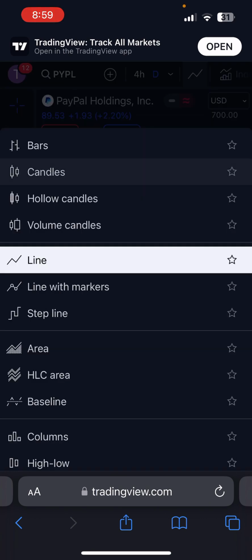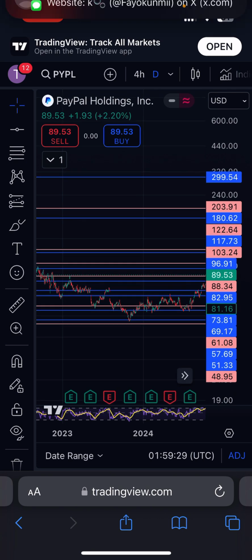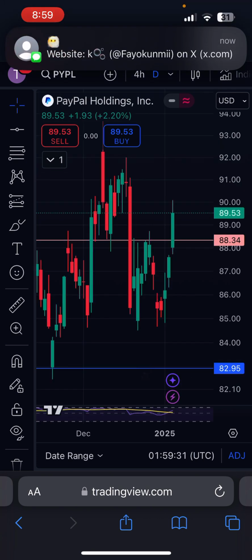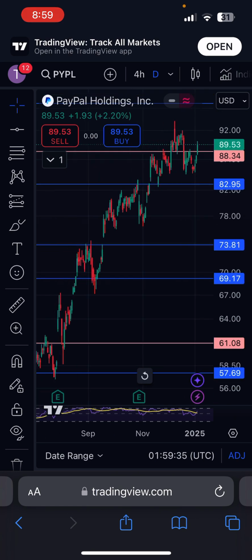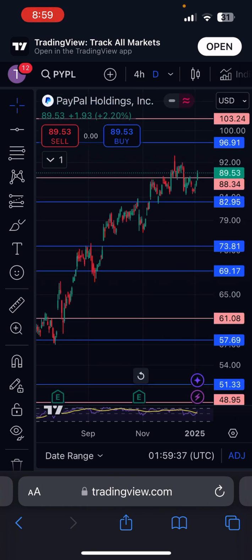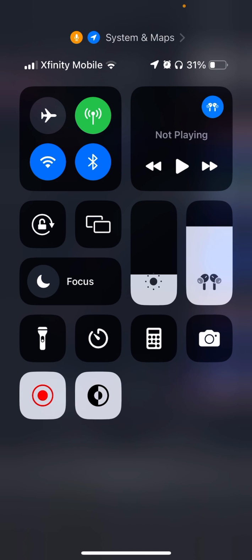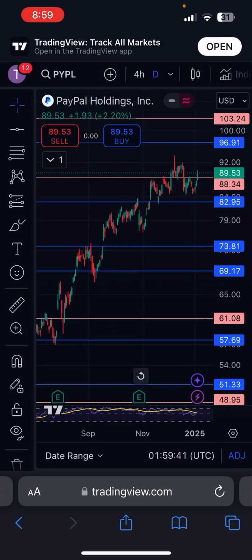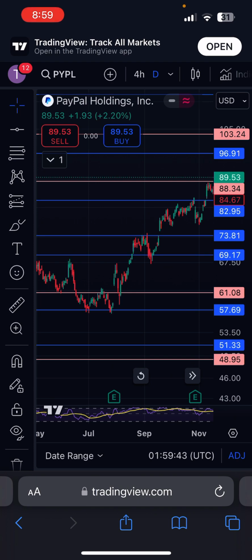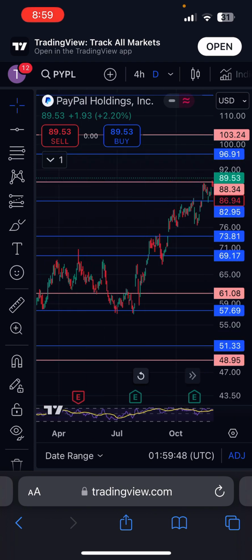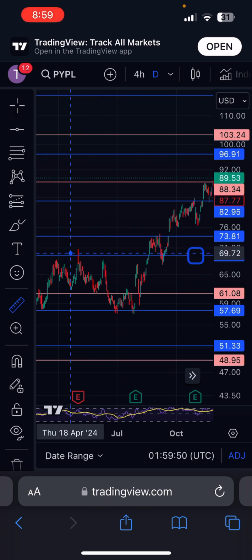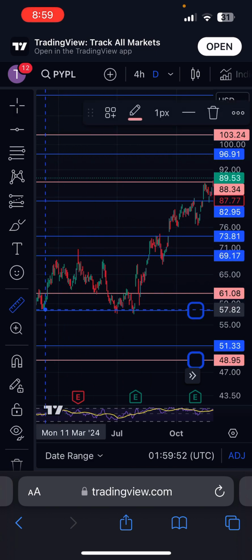All right, so let me go back to my candles. Look at this, man. Focus. Look, it's respecting these lines. Once you get the hang of it, you're gonna realize it's respecting the lines. Like for instance, this. I'll move over a little bit more.